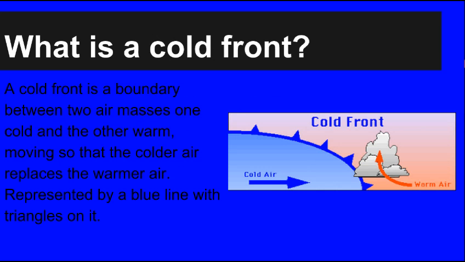A cold front, in particular, is a boundary between two air masses, one cold and the other warm, moving so that the cold air replaces the warm air. This is represented by a blue line with triangles on top.